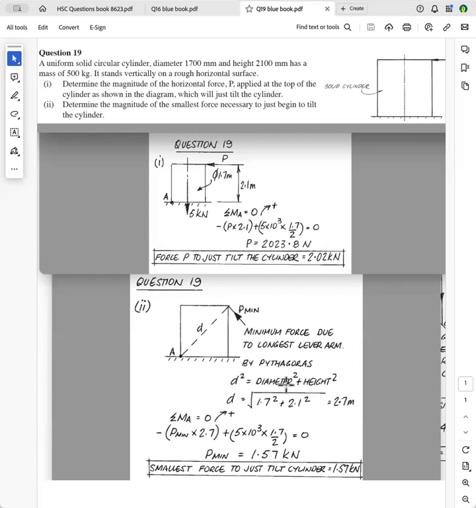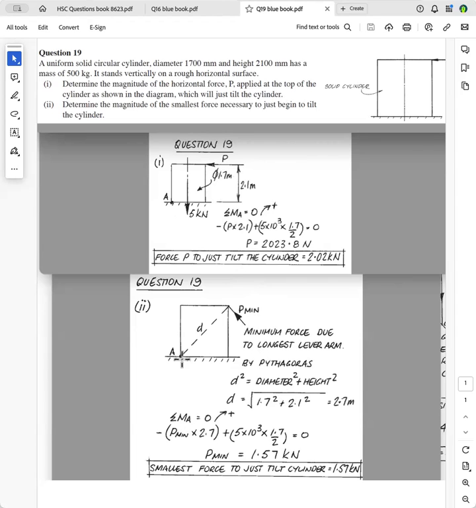So d squared equals the diameter squared plus the height squared. So we've got d equals the square root of 1.7 squared, which is the diameter, plus 2.1 squared, which will be the height. So d is 2.7 there, whereas remember, it was only 2.1 before, so you had a smaller lever arm, so therefore you have to increase the force.